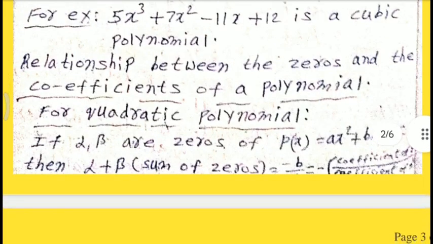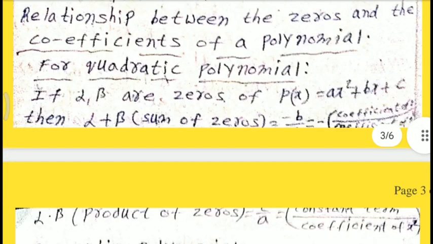Relationship between the zeros and the coefficients of a polynomial. For quadratic polynomial, if alpha comma beta are zeros of p of x is equal to ax square plus bx plus c, then alpha plus beta, sum of zeros, is equal to minus b by a is equal to minus coefficient of x by coefficient of x square. Alpha into beta, product of zeros, is equal to c by a is equal to constant term by coefficient of x square.